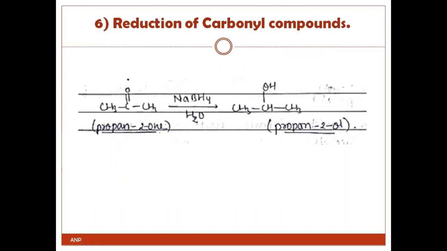Next method is reduction of carbonyl compounds. Acetone in the presence of sodium borohydride gives alcohol. For example, propan-2-one, that is acetone, gives propan-2-ol.